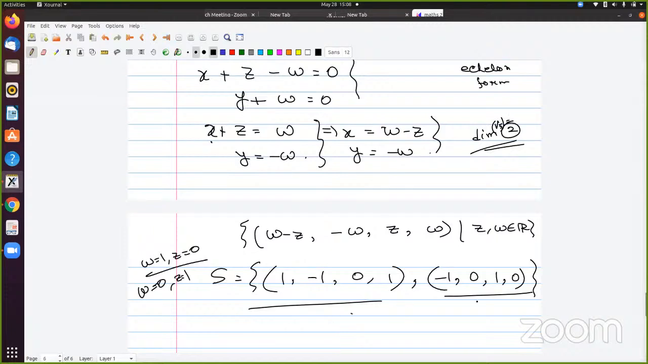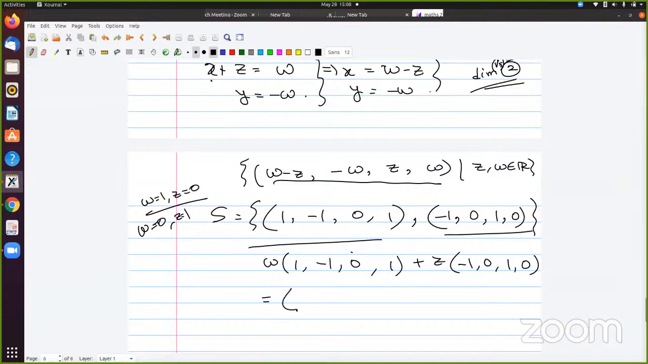And here I am getting a basis for that. So this will be a basis. You can check that this will span this whole thing, because that's how we have constructed it. We can take W times (1, 0, 1, 0) plus Z times (-1, 0, 1, 0). So you will get a general form of the V5. This is my V5 now.